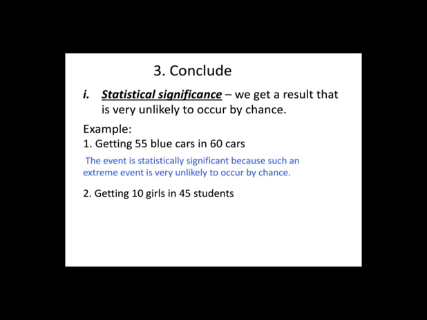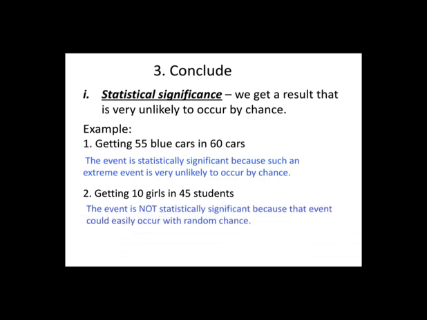Okay, example number 2. Getting 10 girls in 45 students. So think about it, if we have a class here with 45 students, is it easy to get 10 girls? Yes, right? This is likely to occur by chance. So this is not statistically significant because the event could easily occur with random chance.